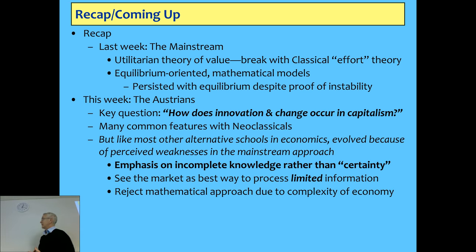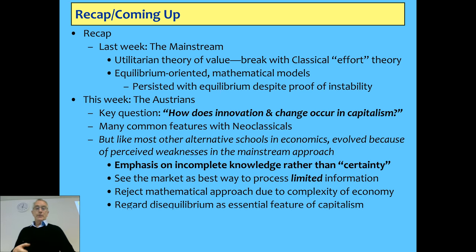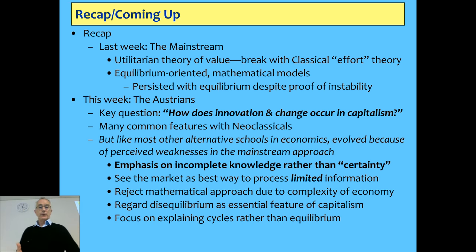They reject the mathematical approach due to what they call complexity. I'll be talking a bit about that later and whether they're right or not on that front. And they regard being out of equilibrium as an essential feature of capitalism. So rather than being in equilibrium, they're saying we're out of equilibrium, and that's actually, generally speaking, a good thing, or a force for creation.